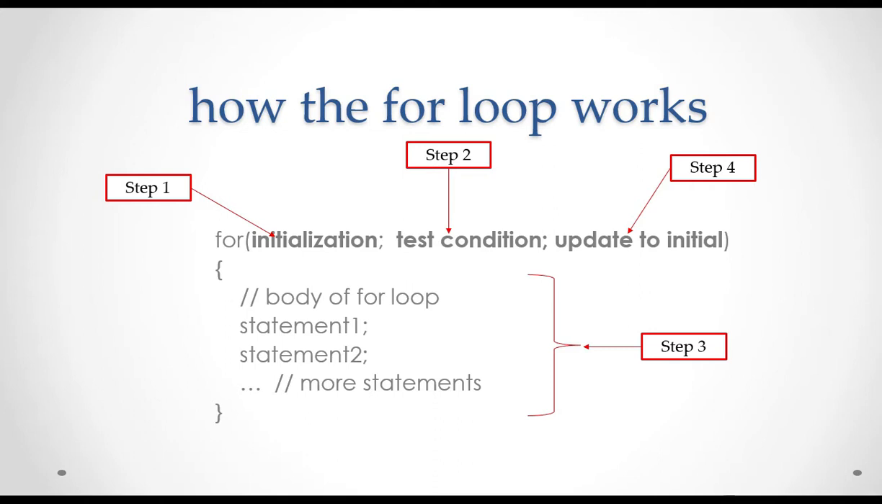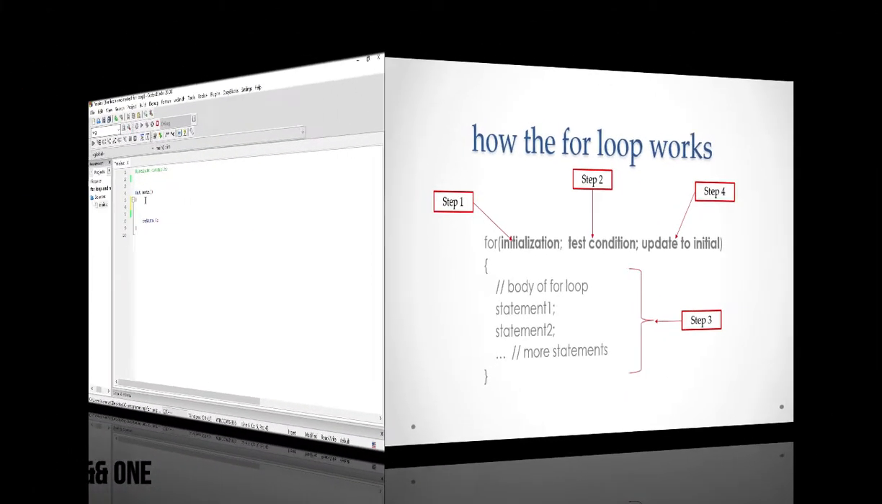After updating the initial expression, we shall go ahead to test the test condition again. And if the test condition is true, we shall run the body of the for loop again. And like this, we shall continuously run the body of the for loop until a point where the test condition does not satisfy anymore. Let us have a look at the code.